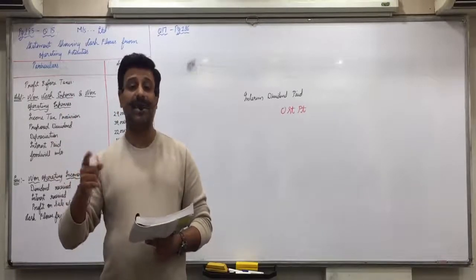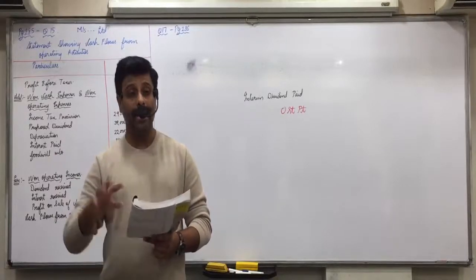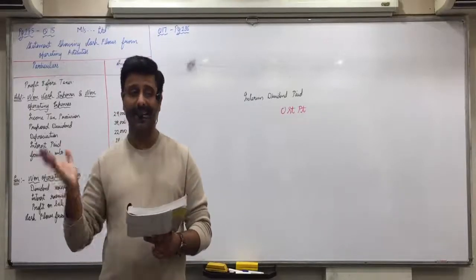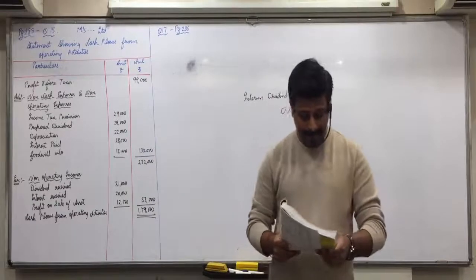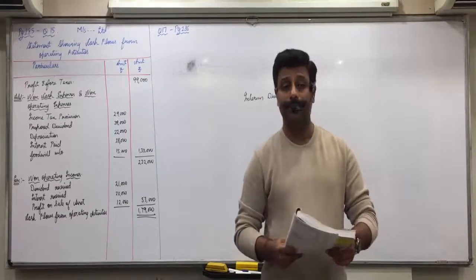Prepaid expense on the left side, CA, current asset. Current assets, inverse relation. Opening 10, closing 14. It's increasing. Inverse, O minus. Mark it as O minus. Raise your hand who is not clear with the last 4 items.